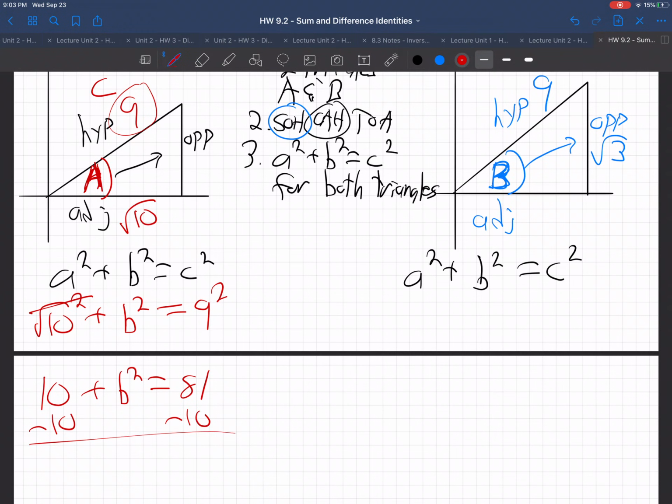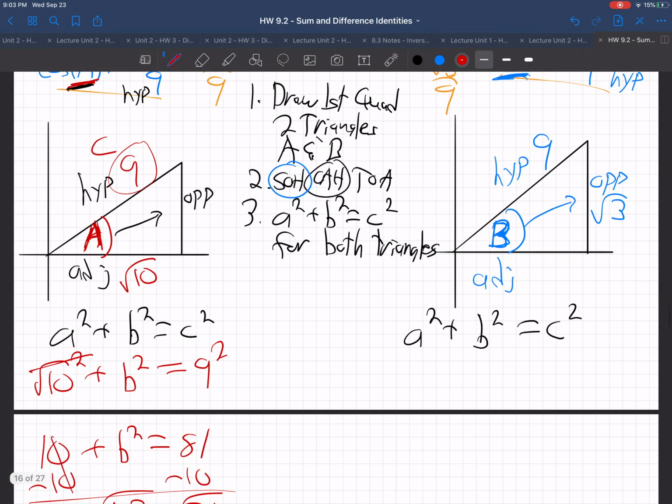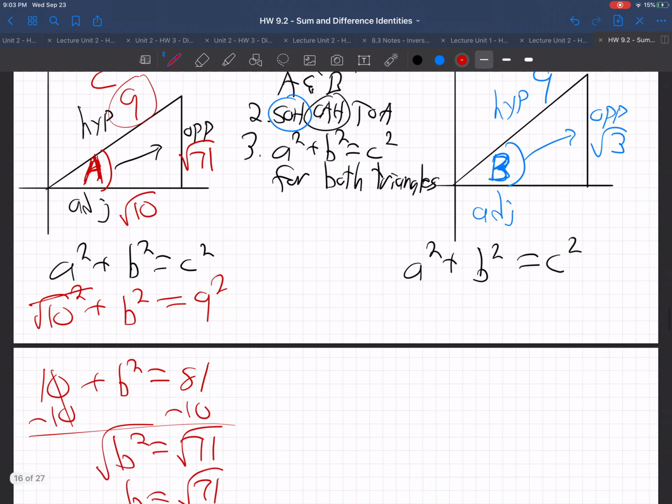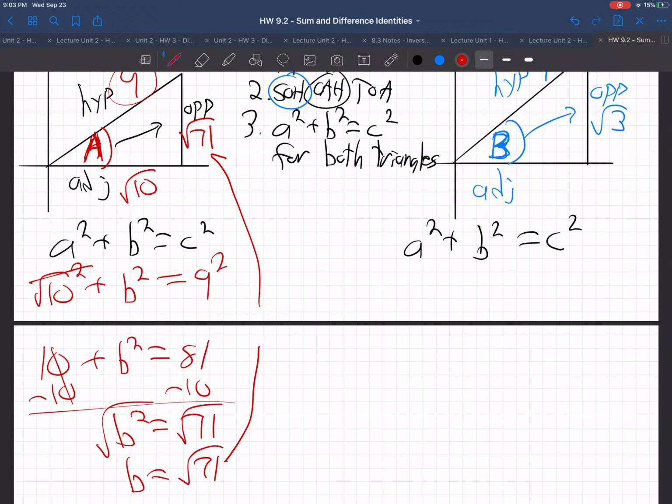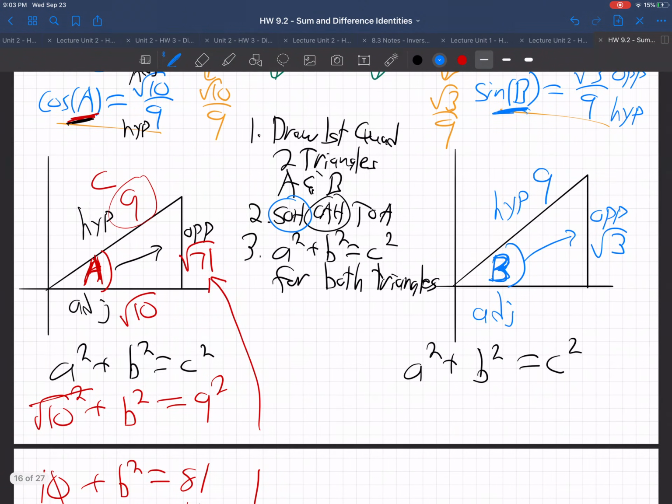Subtract 10 from both sides. B squared is 71. Root it. B is the root of 71. So the other side is the root of 71. So I just bring that back up, and boom, there it is. Now on the other side, same thing. The c is the 9. That's the hypotenuse, right?